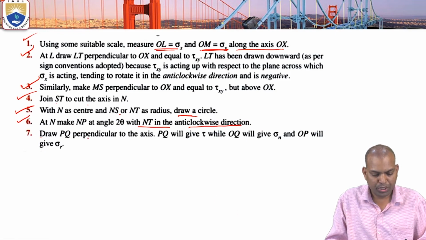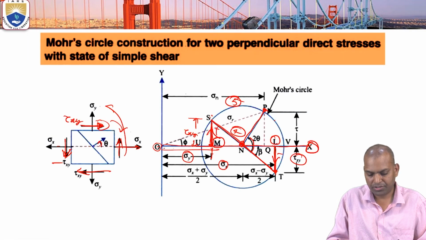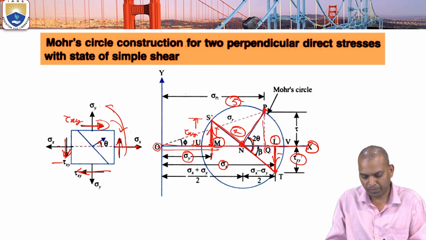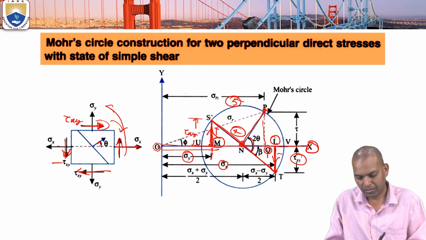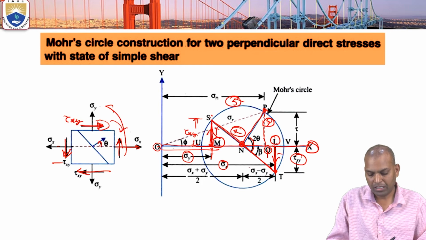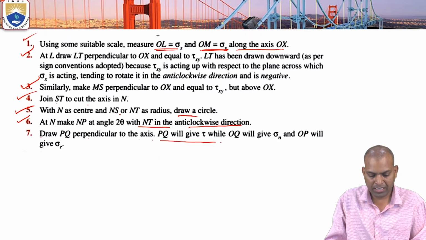Then draw PQ perpendicular to the axis. This is the PQ perpendicular to the axis. This is the 7th step. This PQ will give tau, while OQ will give sigma n and OP will give sigma r.